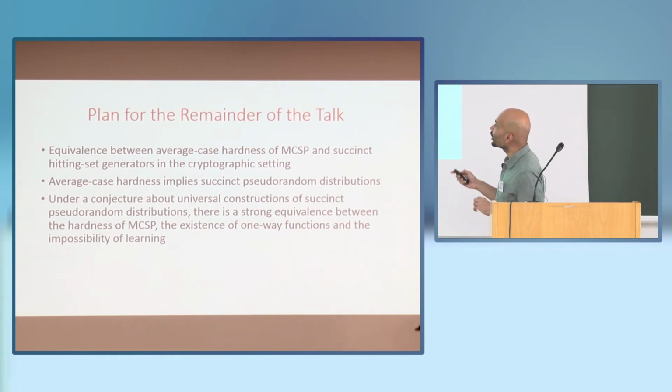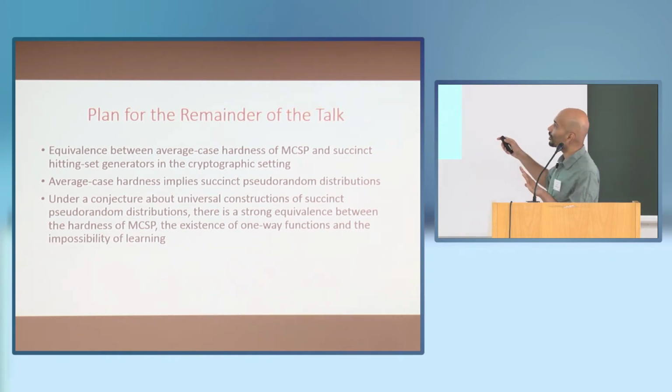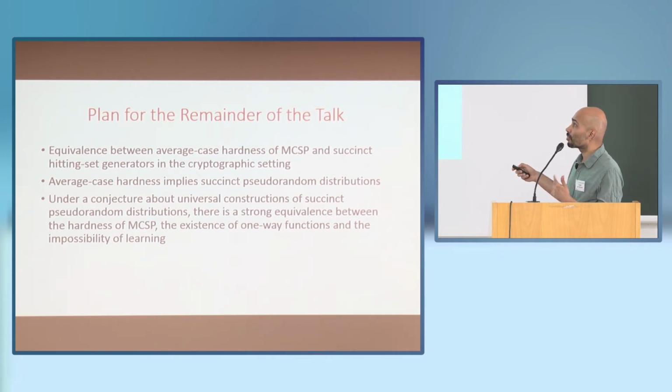Okay. So this is the plan. First, I'm going to talk about an equivalence between average case hardness and succinct hitting set generators in a cryptographic setting. I'll define what these objects are. I don't think they've been studied before, and they might be interesting. Then I'll show that the average case hardness of MCSP implies pseudorandom distributions that are supported on succinct strings, on strings of low circuit complexity. And under a certain conjecture about universal constructions of such distributions, we get what we want.